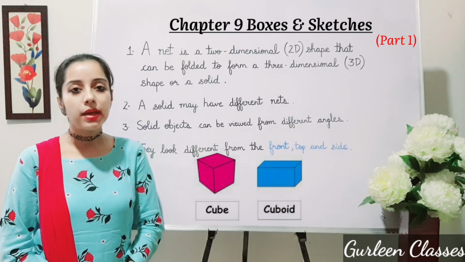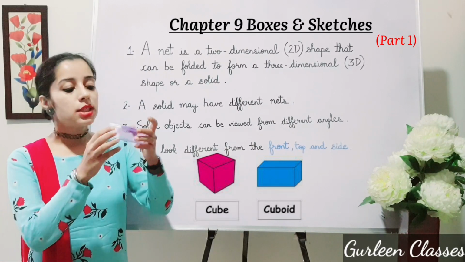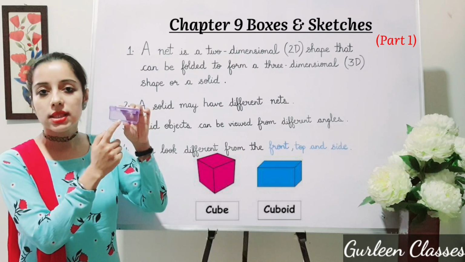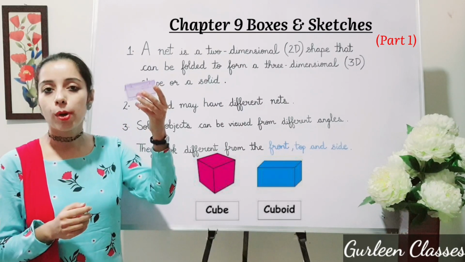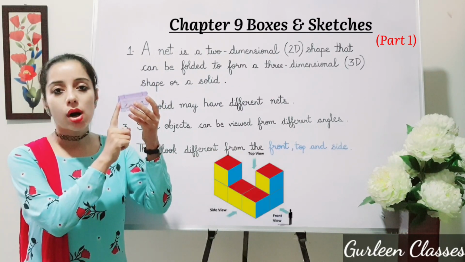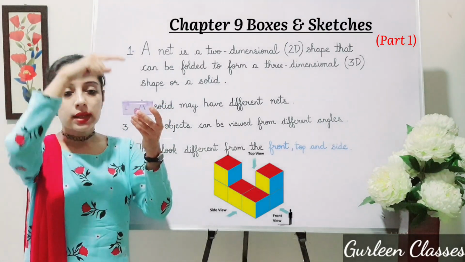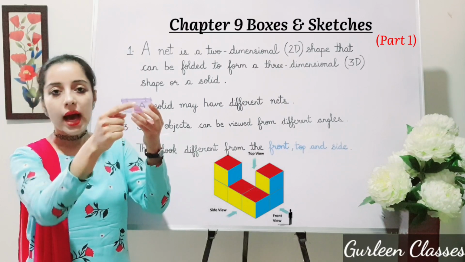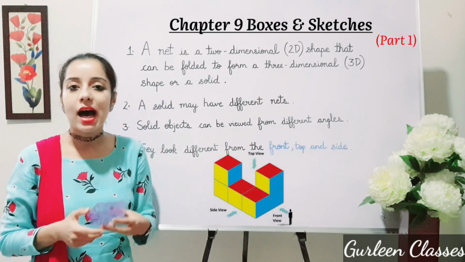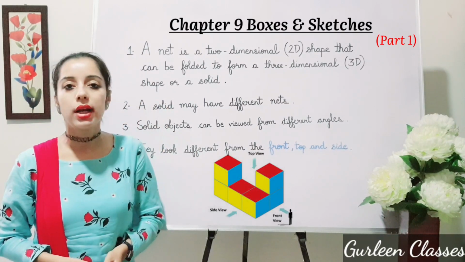So students, let me give you an example of a cuboid. Here you can see this is a box. So this is an example of a cuboid. We can see this box in three ways. This is a top view, this is your front view, and this is a side view. We have three ways of seeing the solid object.